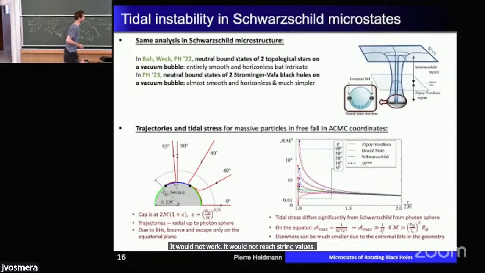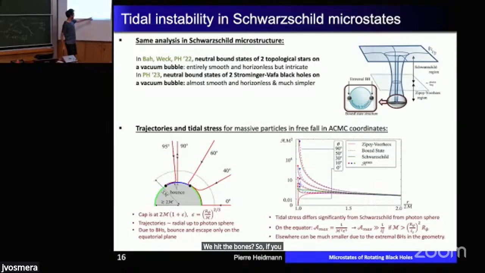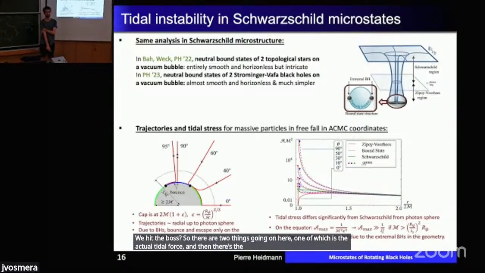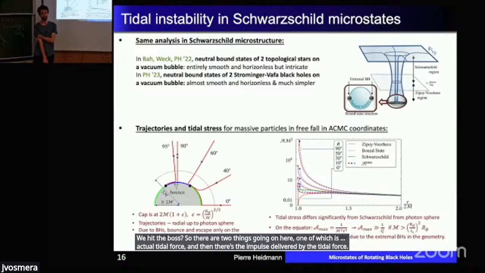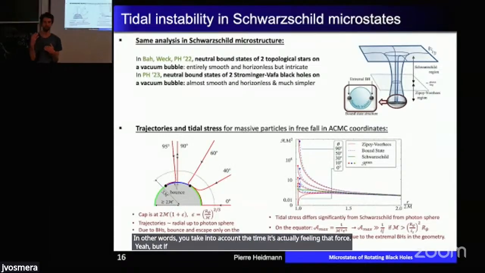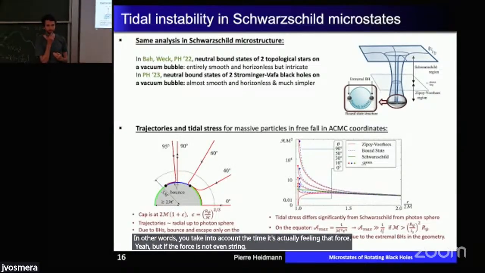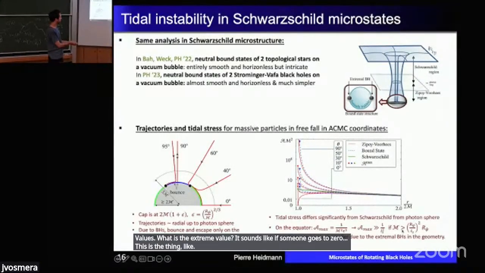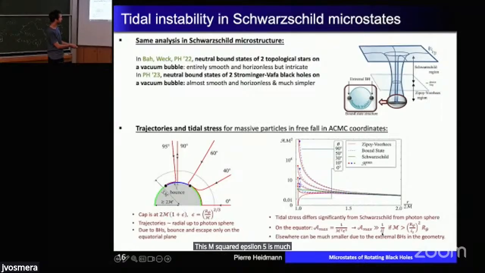You hit the bounds. There are two things going on here: one is the actual tidal force, and then there's the impulse delivered by the tidal force, in other words you take into account the time it's actually feeling that force. But if the tidal force is not even at string values... What is the reach of string values? It sounds like epsilon goes to 0. The other thing is that if the mass is bigger than arc psi over ls squared, so the ls comes in here times arc psi, this m squared epsilon to the 5 is much bigger than 1 over ls squared.